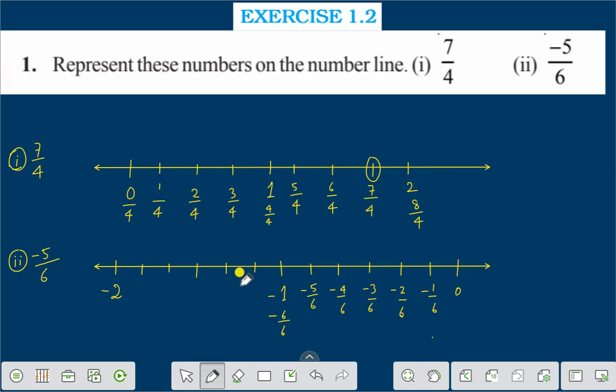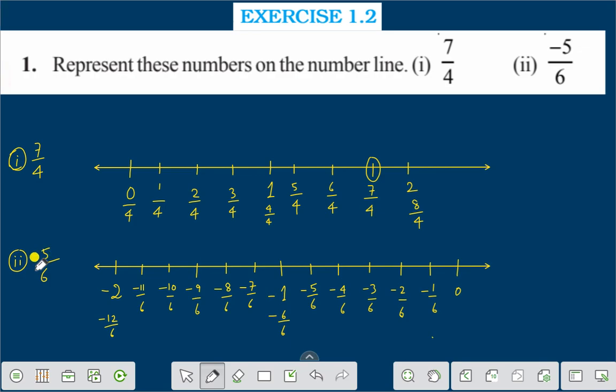This part is minus 7 by 6. This one is minus 8 by 6. This one is minus 9 by 6. This one is minus 10 by 6. This one is minus 11 by 6. And this one is minus 12 by 6, which comes to minus 2, right?